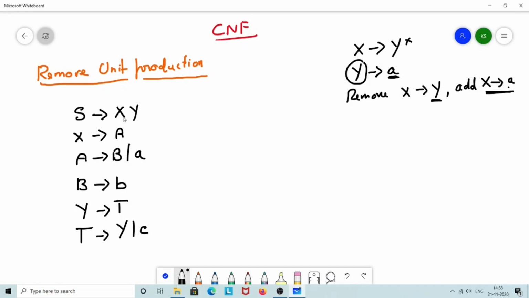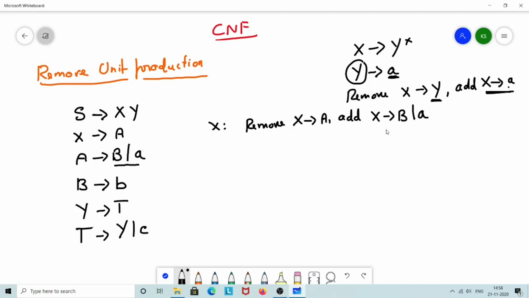So with respect to x, it gives xy, which is not in unit production. So we'll move on to the next one. X gives a. Okay. So with respect to x, x gives a is a unit production. So I will remove this and I will add a new rule. What should be the new rule that needs to be added? I should replace this a with what a is giving. What does a give? So I will write x gives b or a.